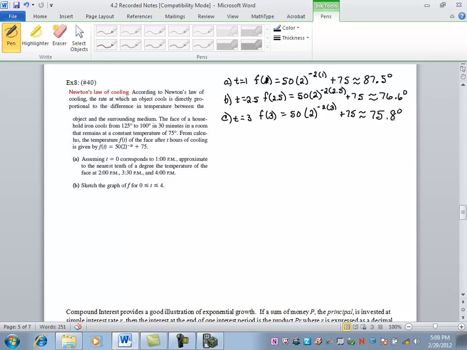Now we'll take a look at the graph of this function. Let's think about a couple things here. We know that 75 is going to be the horizontal asymptote. If I scale my y in terms of 10, 20, 30, up through 80, we've got a horizontal asymptote at y equals 75. Now, we know that if t is 0, 2 to the 0 is 1, 50 times 1 is 50, and 50 plus 75 is 125. So there's 80, 90, 100, 110, 120, and there's 125.